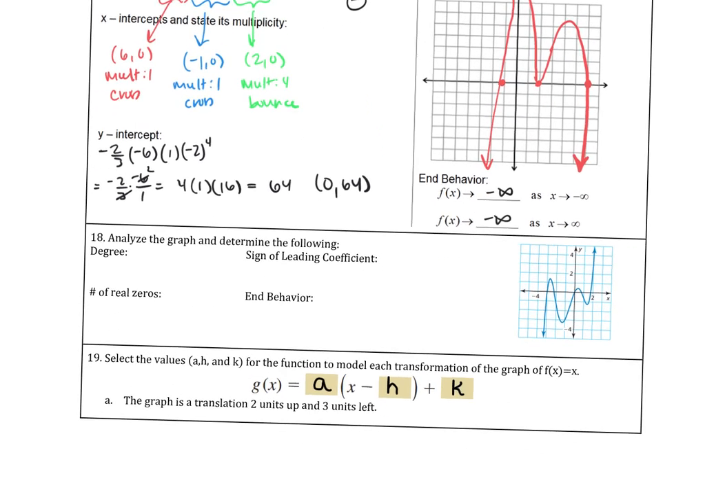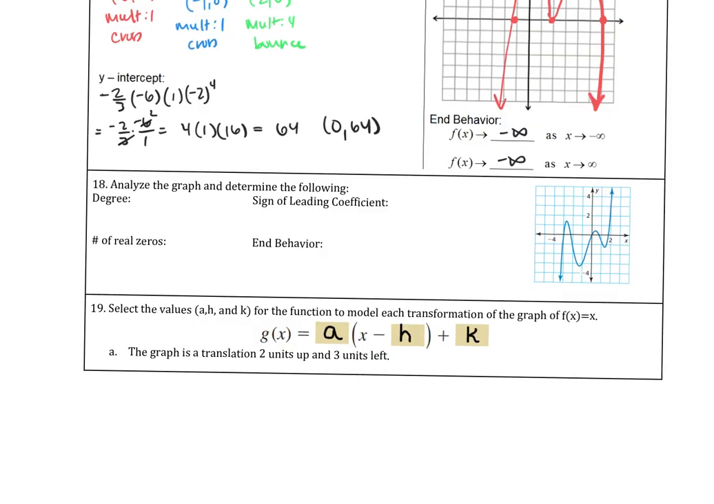Okay. Number 18 says analyze the graph and determine the following. So what's the degree of this graph? I can see I have 5 crosses and 5 intercepts. So that means the degree is 5. Number of real zeros is 5. The sign of the leading coefficient: because negative infinity is going to negative infinity and positive is going to positive, the sign of that leading coefficient is positive. The function's odd. And the end behavior is f of x is going to negative infinity as x goes to negative infinity, and f of x is going to positive infinity as x goes to positive infinity.